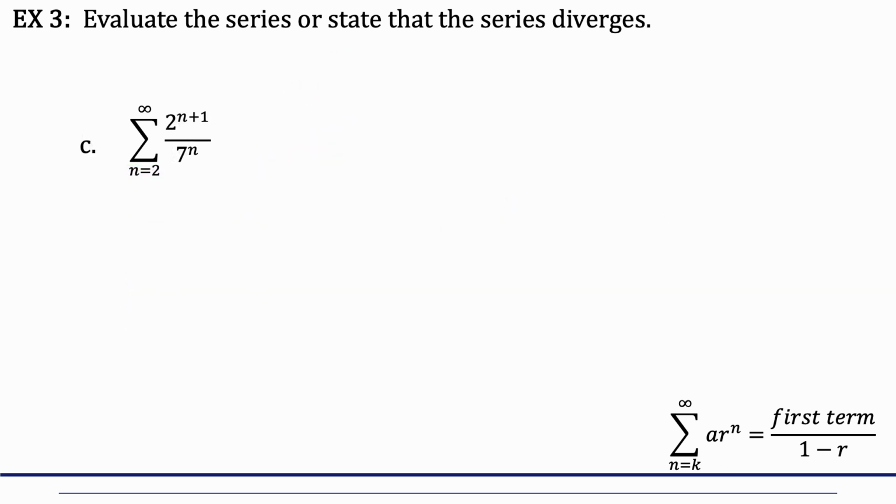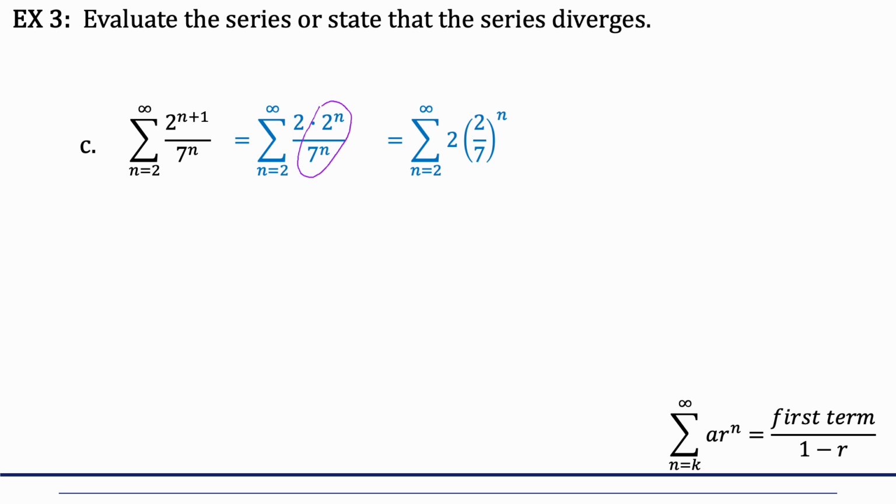To me, this one doesn't look at first glance like a geometric series because of that 2 to the n plus 1 on top. But again, let's see if we can rewrite this to make it look geometric. 2 to the n plus 1, that's the same thing as 2 times 2 to the n. And now you can start to see a geometric series taking place. 2 to the n over 7 to the n is 2/7 to the n.